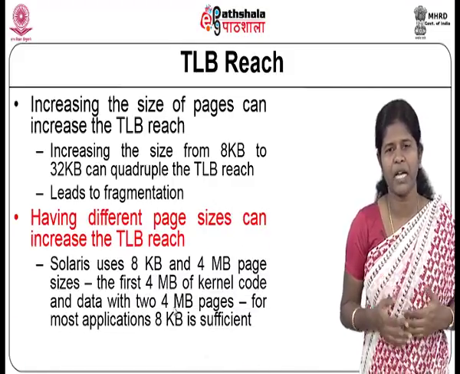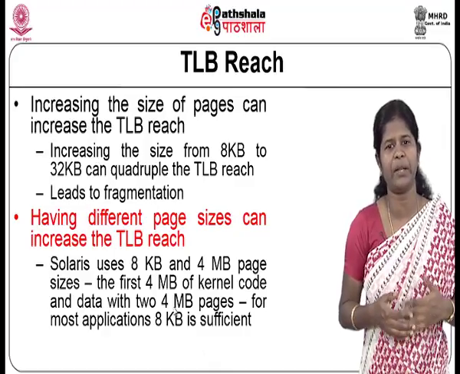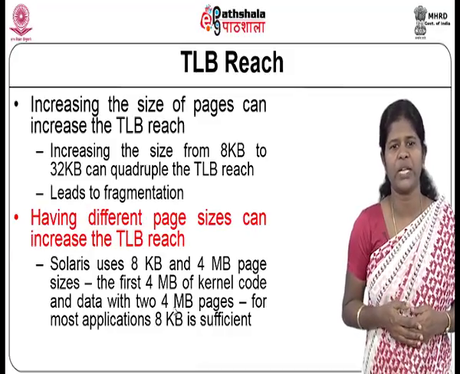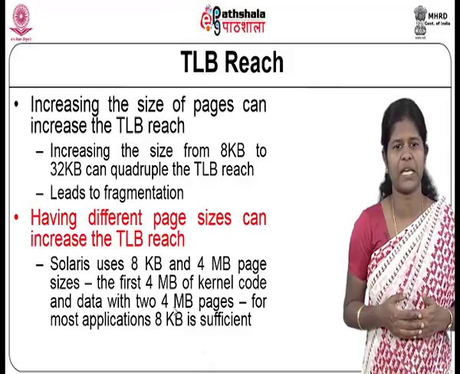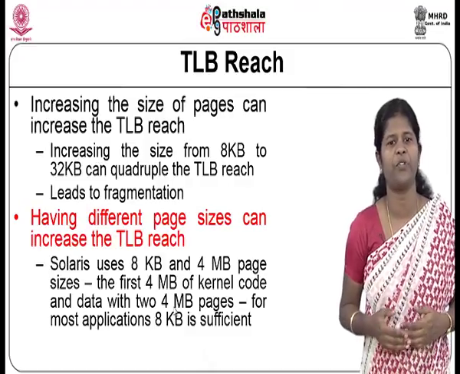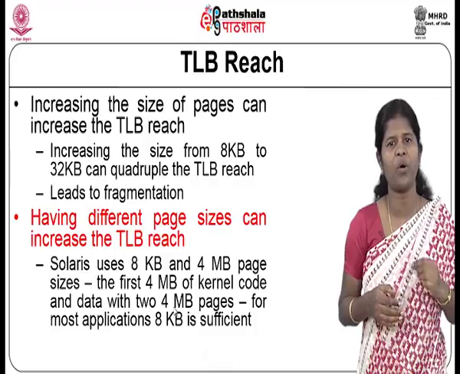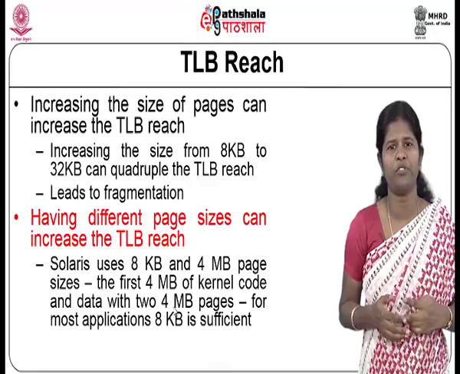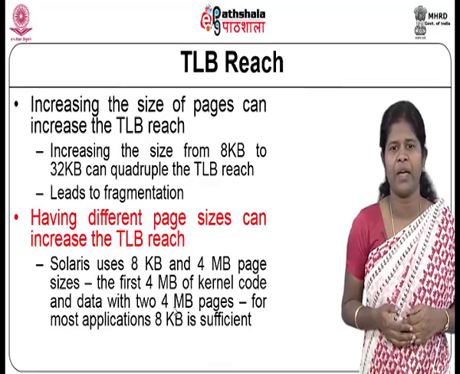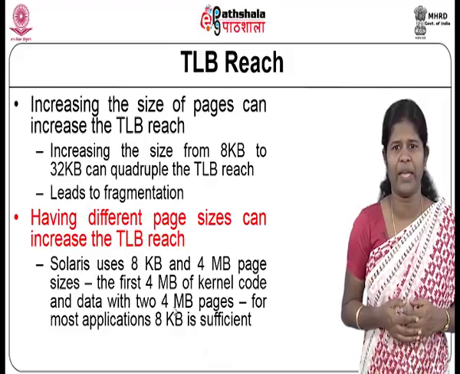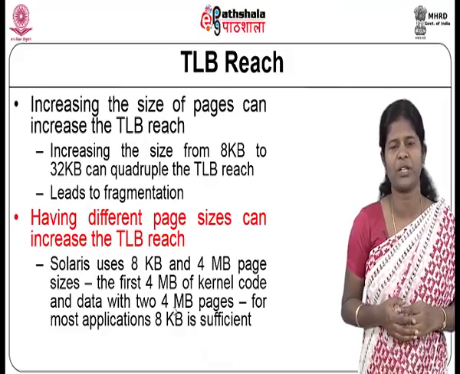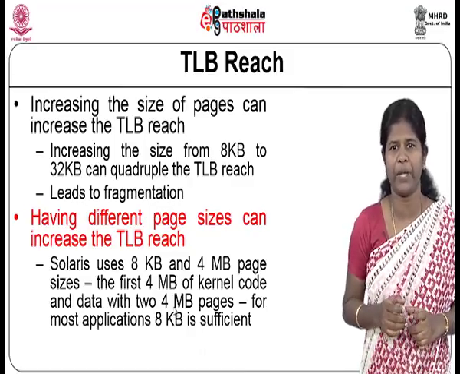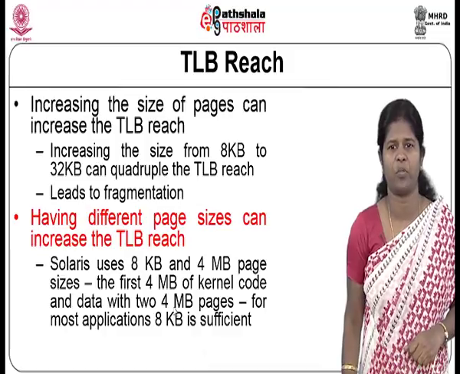And in certain operating systems, different page sizes are used so that you can increase the TLB reach. So, in Solaris, you have 2 different page sizes, one is 8 kilobyte and the other is 4 megabyte. For kernel code and kernel data, they are using 4 megabyte pages, and for most of the applications they are using 8 KB pages. So, it is also possible to have varied sizes for the pages rather than having a fixed size for a page, so that you can improve the performance.